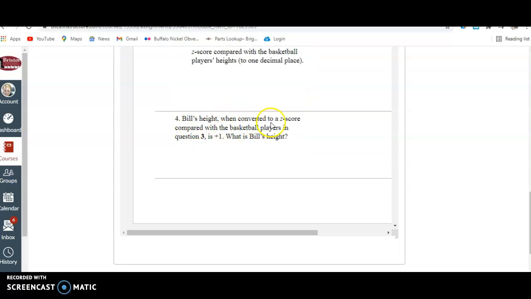So it says Bill's height when converted to a z-score is +1. That means he is 1 standard deviation above the mean. So if the mean was 192.5, and he's 1 standard deviation above that, which is 2.5, it would just be 192.5 plus 2.5, so he would be 195 centimeters, and that would be Bill's height.